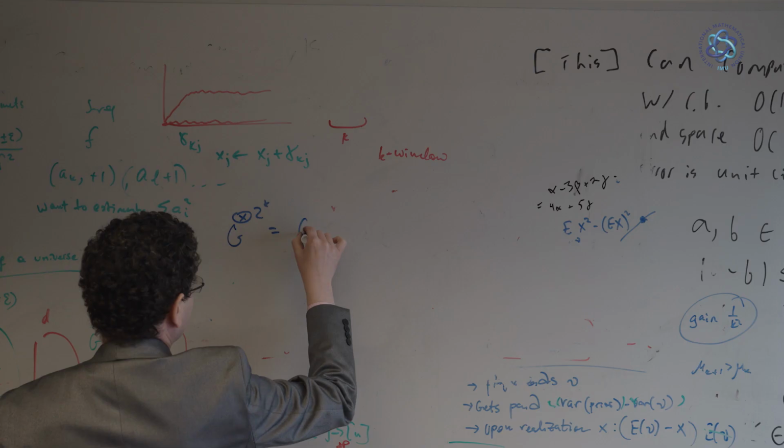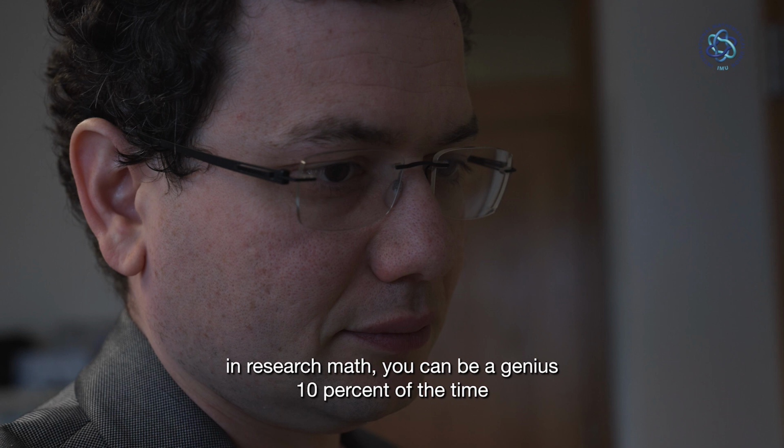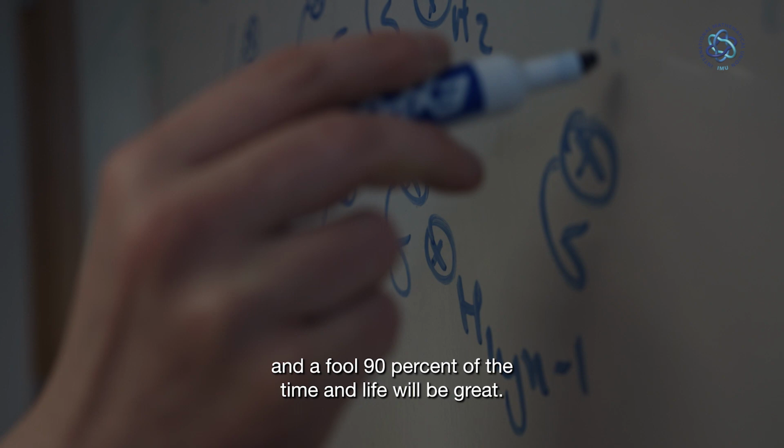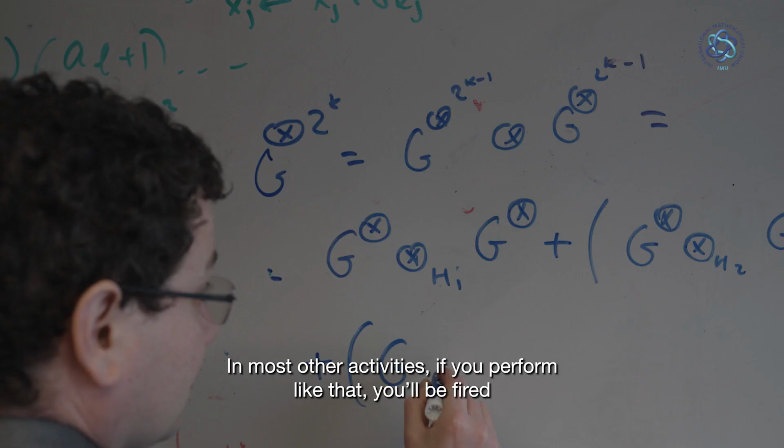So if you take a list of open problems in math, let's say aliens kidnap planet Earth and tell mathematicians, okay, within a year you have to produce a solution. I'm not sure we would be able to. The difference between research math and other activities is that in research math you can be a genius 10% of the time and a fool 90% of the time and life will be great. In most other activities, if you perform like that, you'll be fired or potentially worse.